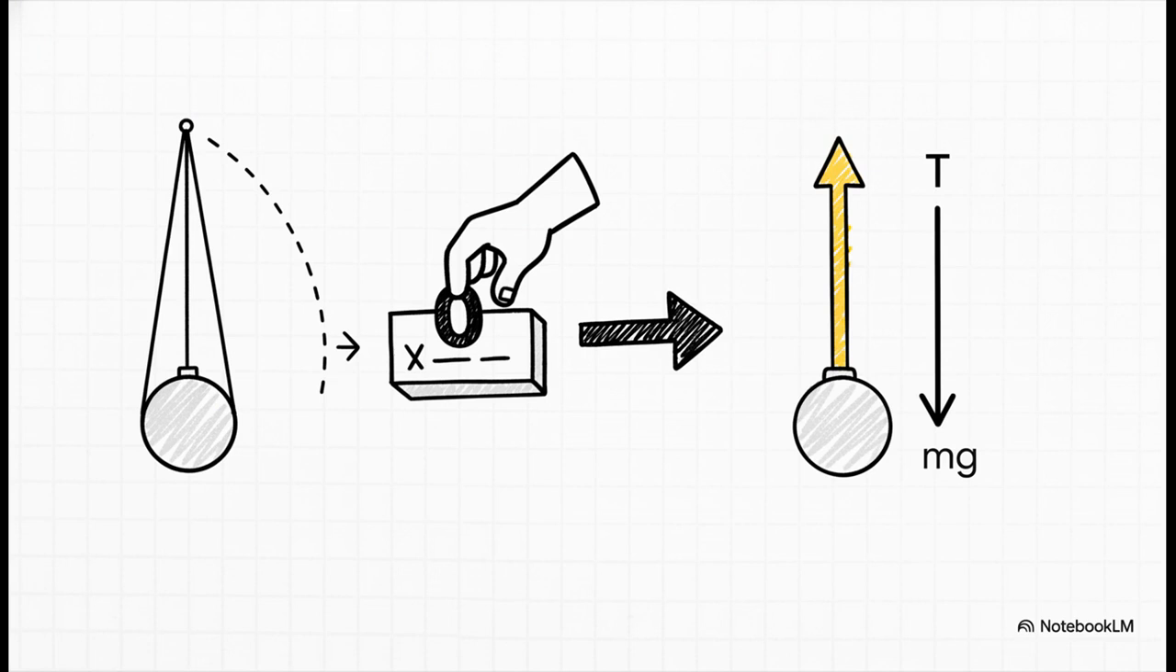And with that, finding the tension is a piece of cake. We go back to our master formula for tension we derived earlier, and we just plug in theta equals 0. Cosine of 0 is just 1. So the tension is 3 mg. That's it. The tension at the very bottom is 3 times the weight of the ball.